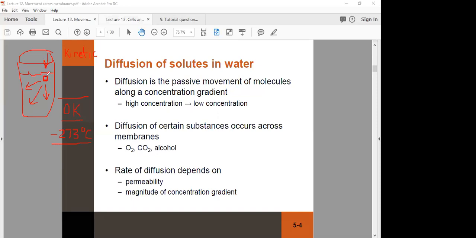All right, so that's diffusion, passive movement of molecules. And of course, when we say passive, we mean that there's no input of energy required for that process to occur. All right, so passive diffusion of certain substances does occur across biological membranes. Examples here: oxygen, carbon dioxide. This is how they always move into cells or out of cells.